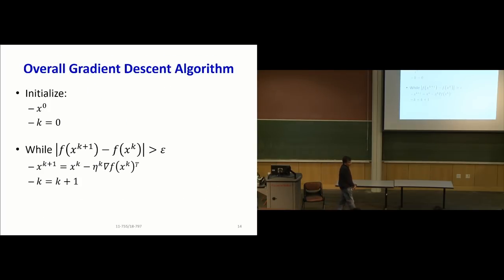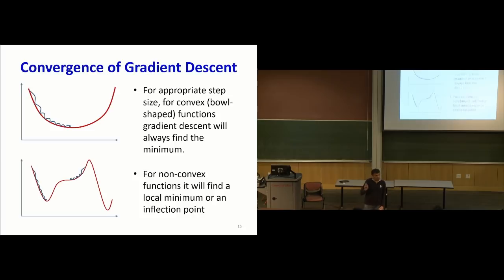So here's the overall gradient descent algorithm. You initialize your estimate, and while the function is still decreasing, you compute the gradient at the current location and keep taking steps against this gradient to find the minimum. Everybody with me so far? So nothing new.